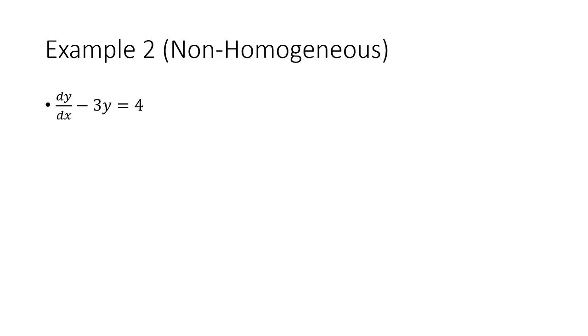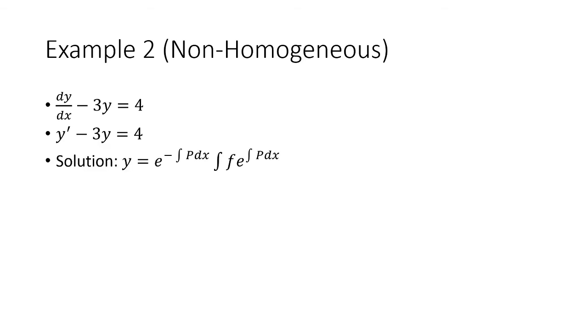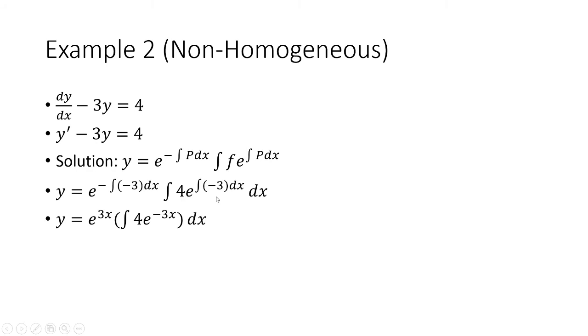Non-homogeneous example, dy/dx minus 3y equals 4. So here's the difference: instead of 0, you have a 4 here. It's non-homogeneous. y prime minus 3y equals 4. All we did here was change the notation a little bit. So this is the solution. Plug and chug again. Plug in the p. Plug in the f, which is 4. Plug in the p here again. The calculus here is a little bit more complicated.